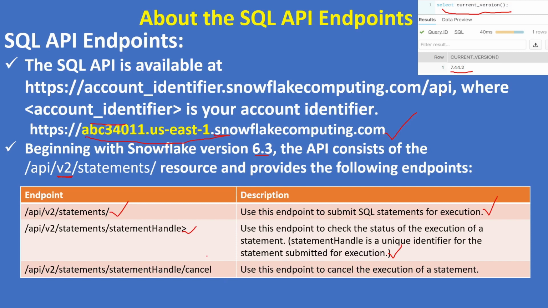And the third endpoint is /api/v2/statements/statementHandle/cancel. This endpoint is used to cancel the execution of a statement. For example, you might have submitted more than one statement from the SQL API, and if it is taking more time and you have been asked to cancel that request, then using this endpoint you can cancel the execution of a statement. So these are the three endpoints available in Snowflake to submit SQL statements to Snowflake.